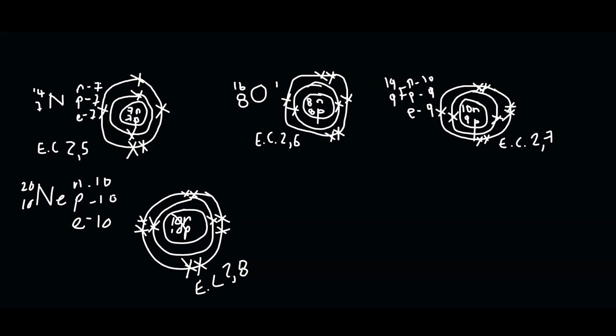Yeah, so we're going to continue now. What's the element after neon? Sodium. Good, which should be Na. What's the mass number for sodium again? 23. And how many neutrons, how many protons, how many electrons?